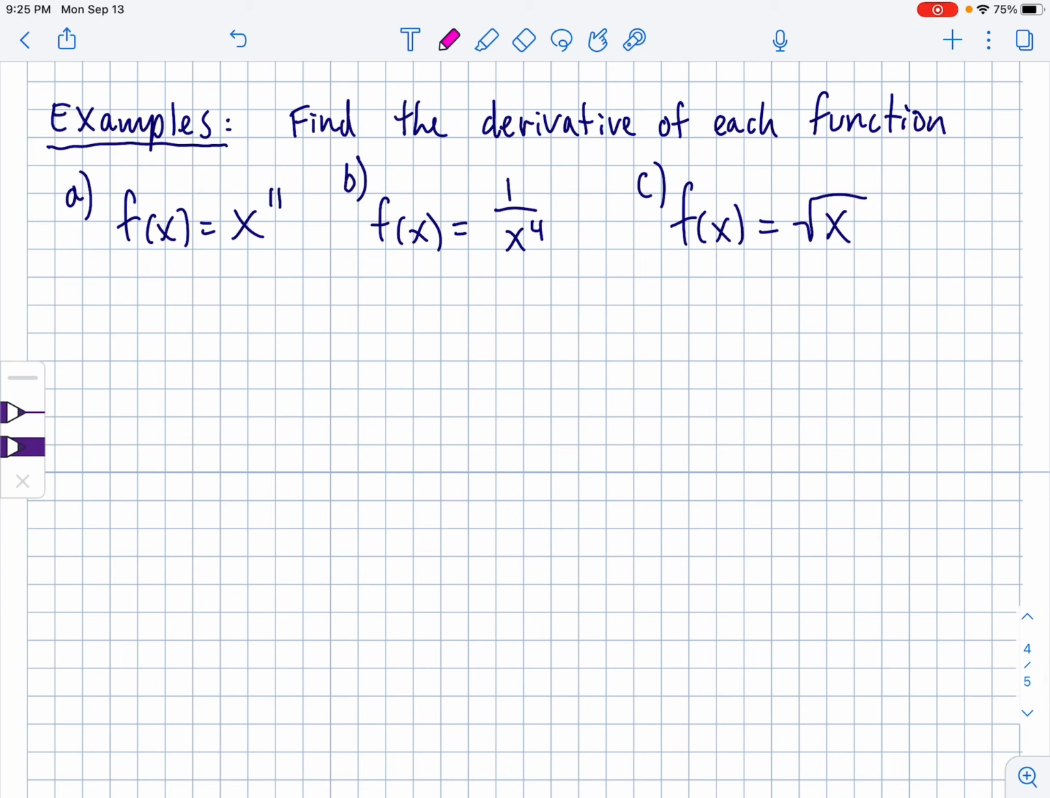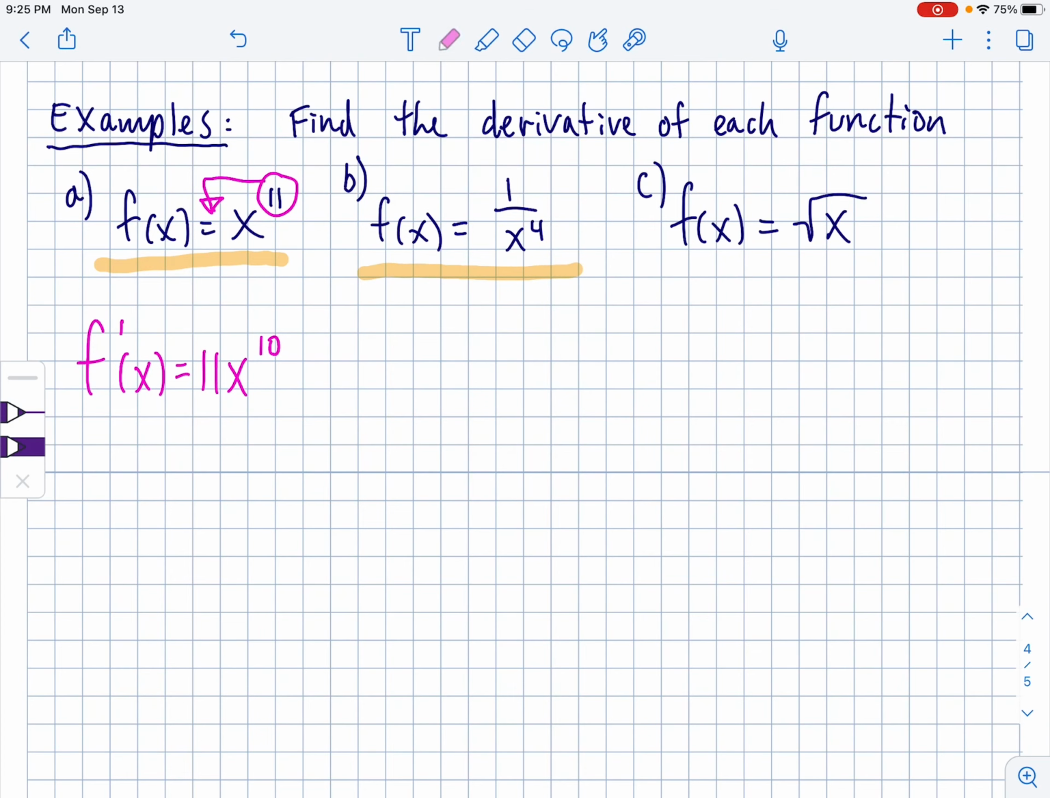Let's use that power rule. We're going to do 3 examples, and it's not going to take us very long. This first one, you would bring the 11 out in front and then drop it down 1. So f prime of x is equal to 11x to the 10th. And it's done. That's it. That's the derivative, 11x to the 10th.